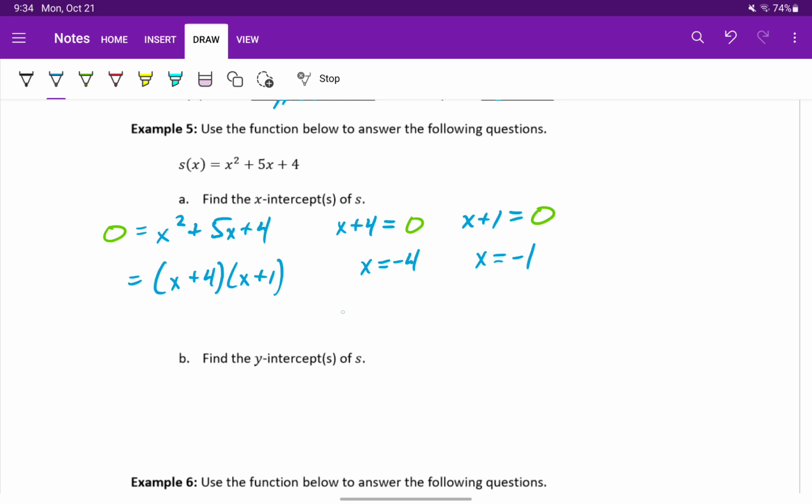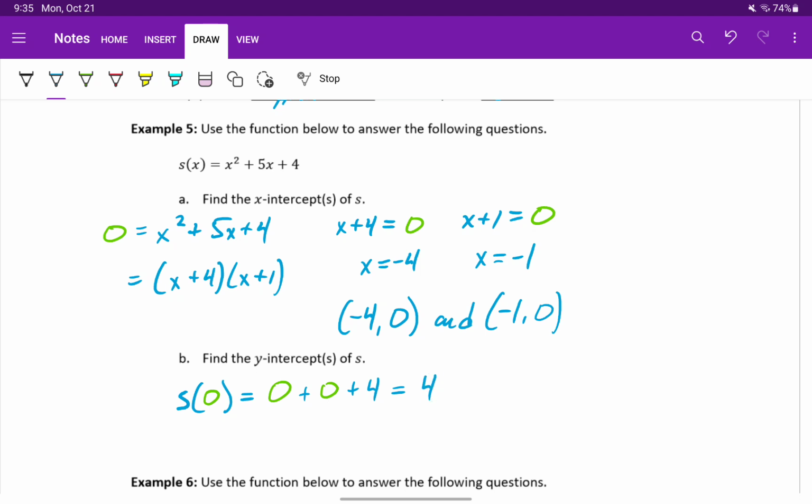Translating those into coordinate form, we have an intercept at the point (-4, 0), and one at the point (-1, 0). To find y-intercepts, we set x equal to 0. That's the same thing as evaluating s of 0. When we do that, we'll get 0 squared plus 5 times 0, which will just be 0, plus 4. So we get a y coordinate of 4, meaning our y-intercept occurs at the point (0, 4).